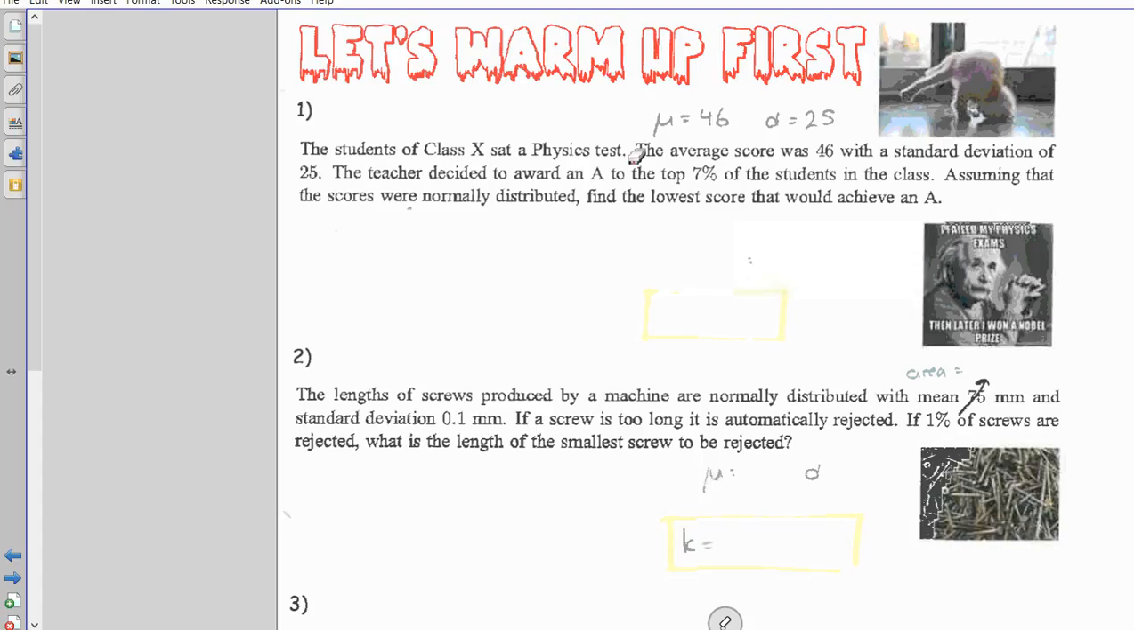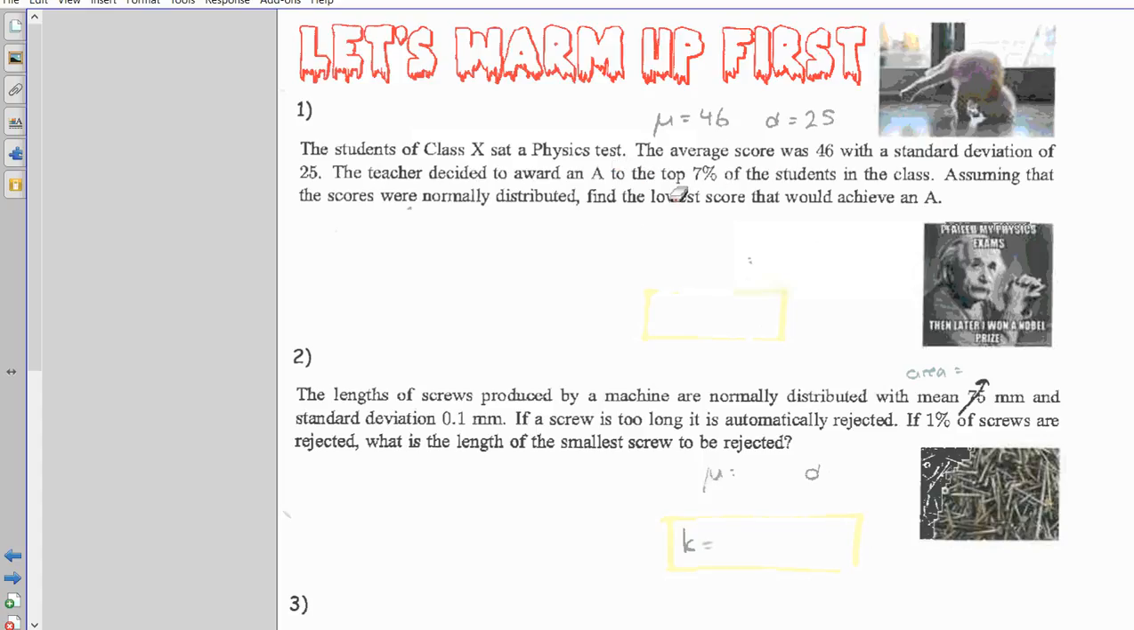The teacher decided to award an A to the top 7% of the students. Assuming that the scores were normally distributed, that gives you a clue in the exam that it's a normal distribution problem. Find the lowest score that would achieve an A. The good thing is, in these kinds of questions in the exams, they normally have the words normally distributed in there somewhere to give you a clue. So for the top 7% of the students in this class who score an A, we want to know what the lowest score is. What's the lower boundary for that?